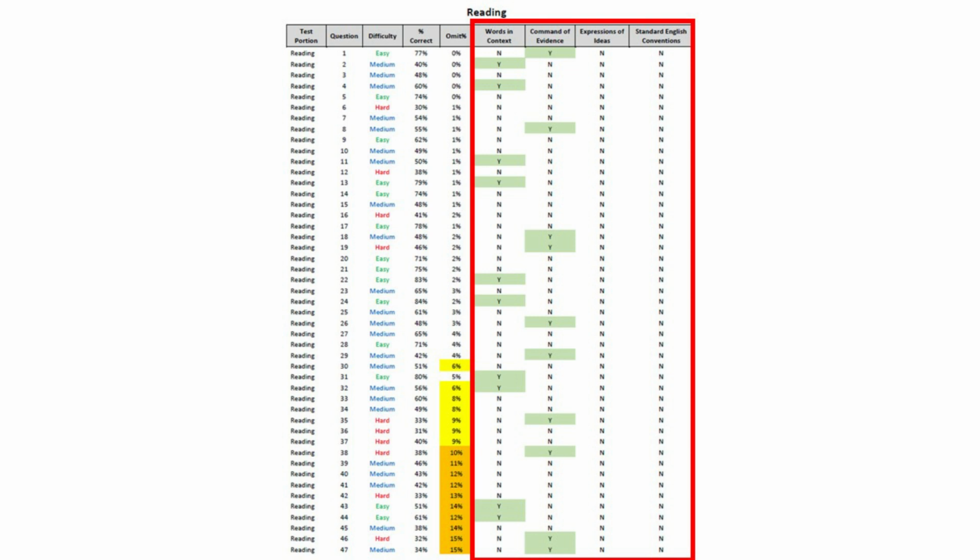The last few columns identify which skills were being tested for each question. Here you can see that the reading test measures words in context and command of evidence. Many passages are about careers, science, and social studies, and you'll get some subscores on your score report to show you how you also performed in those areas. The reading test doesn't specifically measure expression of ideas in standard English conventions like the writing and language test does.